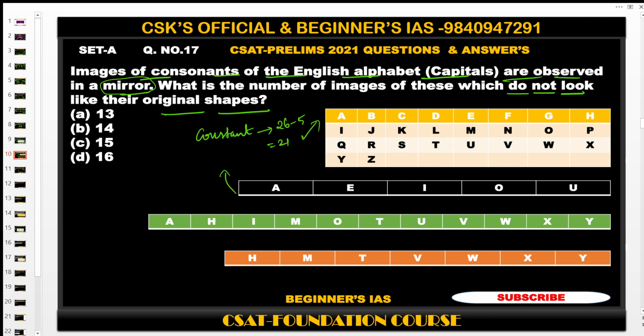So these are the vowels. Then I am placing the mirror with respect to vertical. What is the question here? Image of the consonants.